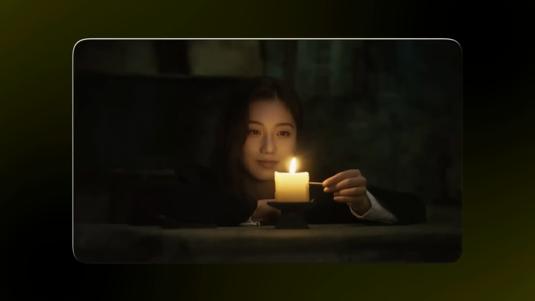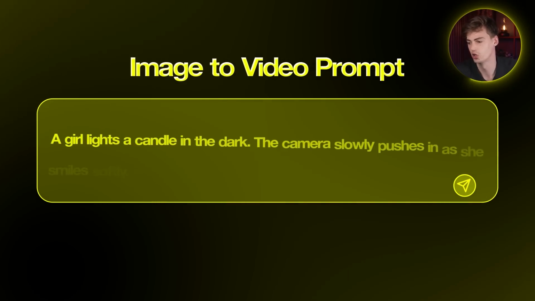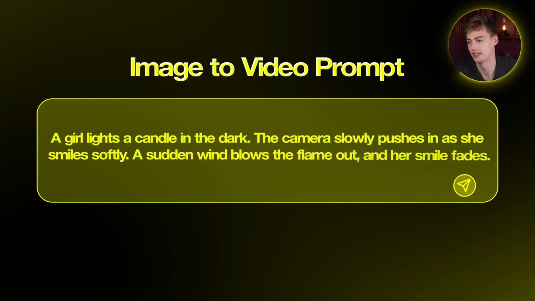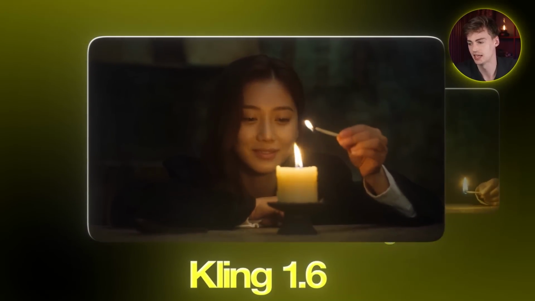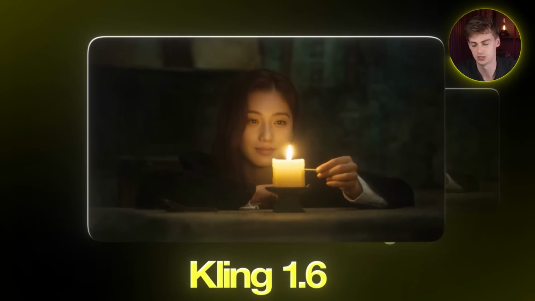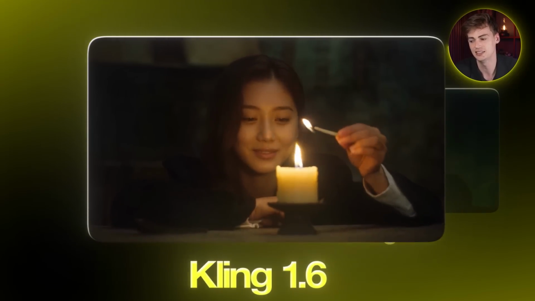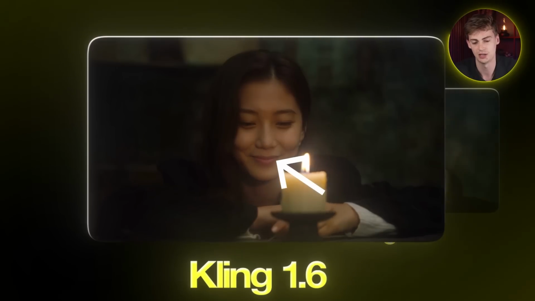I have this image right here, and now let's put it to the test by putting it in both Kling 1.6 and 2.0. The image to video prompt I used is: a girl lights a candle in the dark, the camera slowly pushes in as she smiles softly. A sudden wind blows the flame out and her smile fades. If we take a look at 1.6, we can see that she lighted the candle, she smiled, the camera movement is going alright and there's a glow on her face. But what she did wrong is that there is no light going out as the wind blows it out, and her smile doesn't fade away.